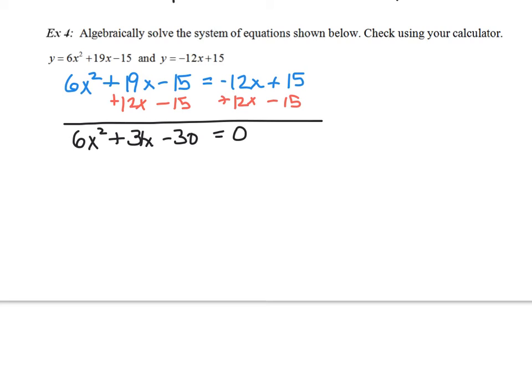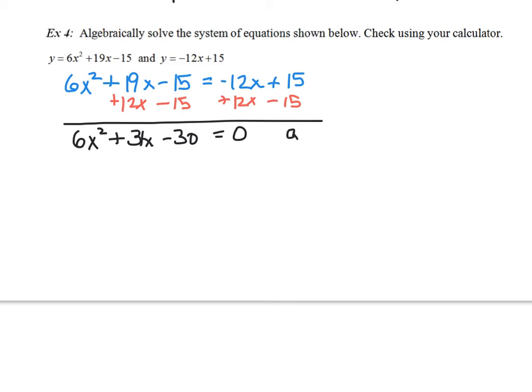Completing the square would also be a difficult method here because I'd have to first of all divide each and every term by 6, and not all of them are divisible by 6. So I'm going to have kind of messy fractions if I were to try to complete the square. So a good way to solve this equation is by the quadratic formula.